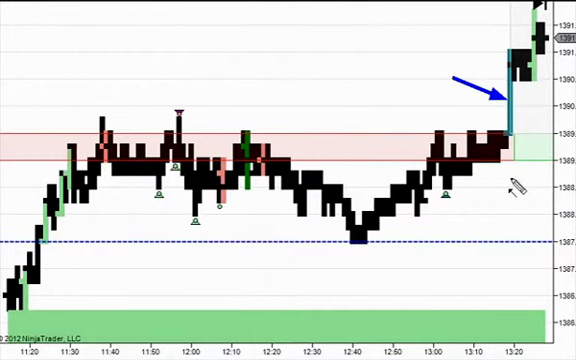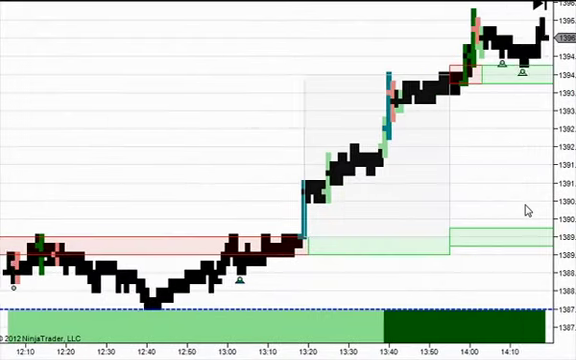But what's the key? The key is our bigger picture bias was up and was certainly confirmed once we were above this 87.50. Our filter was green. Okay, so all signs are pointing to it makes sense to be long. And this is a good setup when you have that context in place. Just hop on board, and obviously you can see that the market took off there.